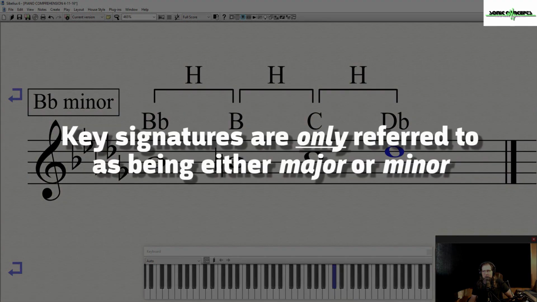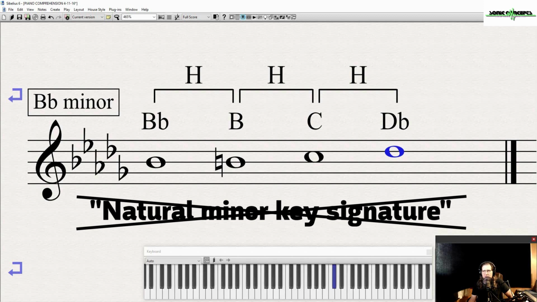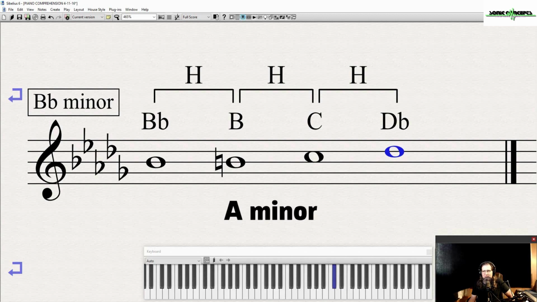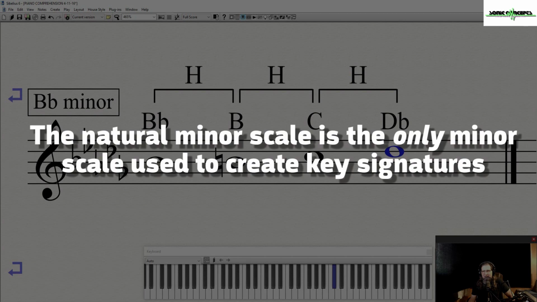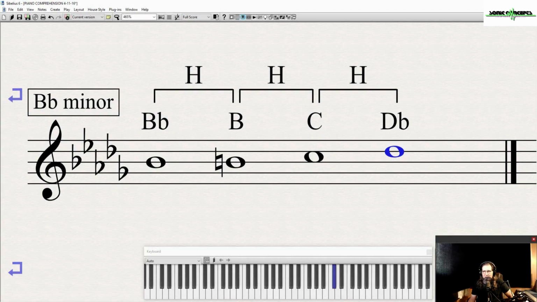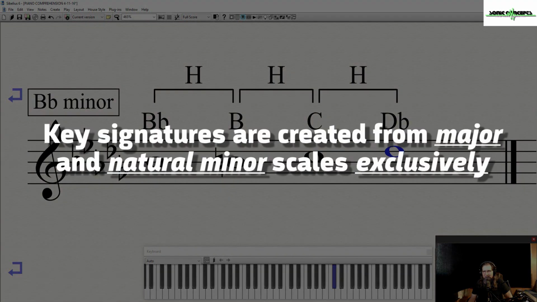Incidentally, key signatures are only referred to as being either major or minor. It is incorrect to refer to a minor key signature as a natural minor key signature, although the natural minor scale is used to create the minor key signatures. You would simply say the key of A minor, not the key of A natural minor. Additionally, the natural minor scale is the only minor scale used to create key signatures since it is the only one that shares the exact same notes with a relative major scale. In other words, you will never see a key signature constructed from the accidentals used to create a harmonic minor scale, which is a different kind of minor scale that we'll cover later. Key signatures are created from major and natural minor scales exclusively.